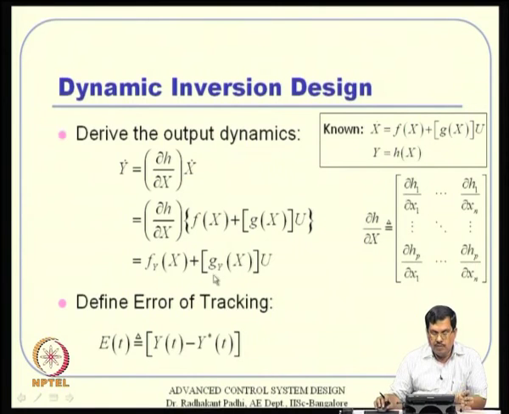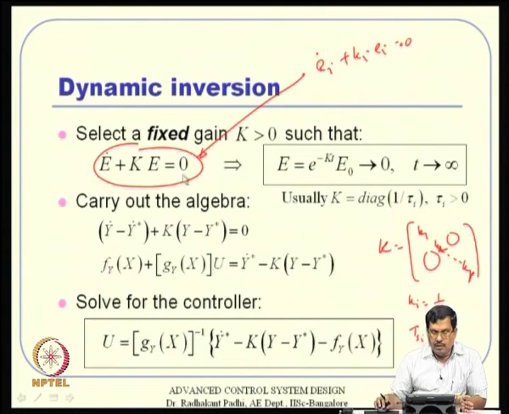F y we know, g y we know, and if you plug all this error dynamics into this formula, then we will be able to compute u as a function of all this known information. We know y star, we know y star dot, they are coming from the command reference side, then y is already available with us, f y is known to us, and g y is also known to us. So, we will be able to compute our controller in a direct manner.